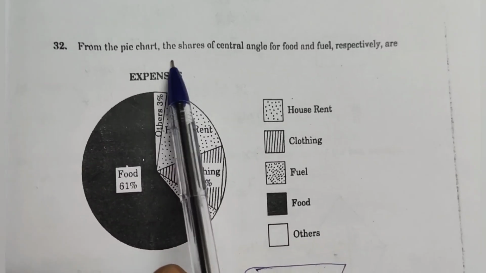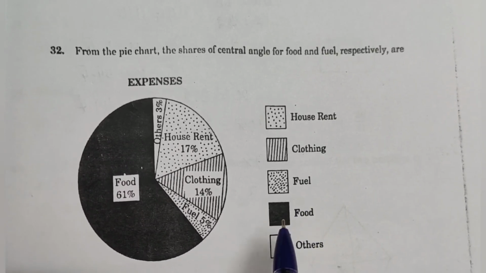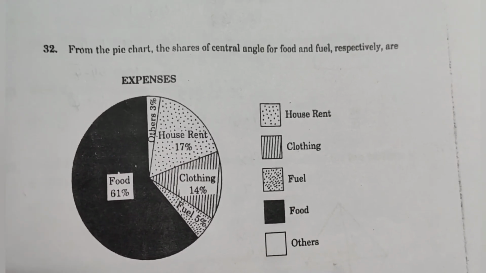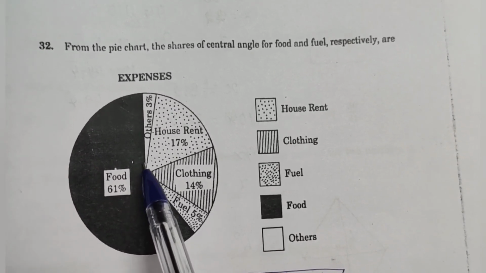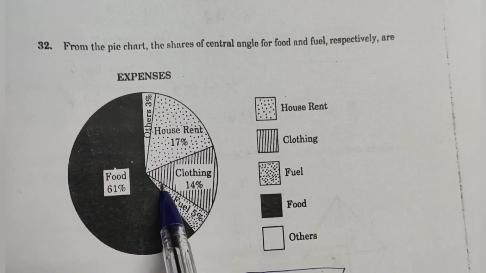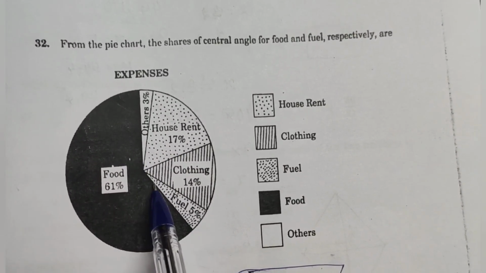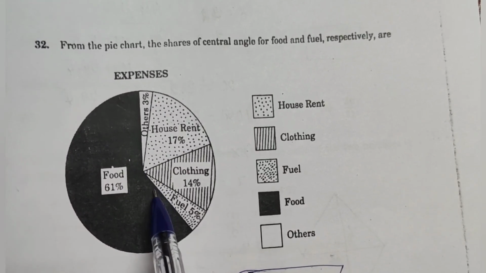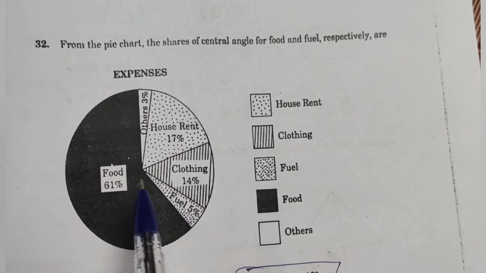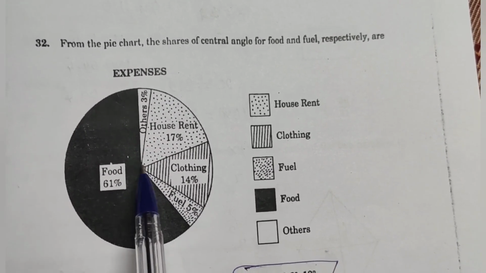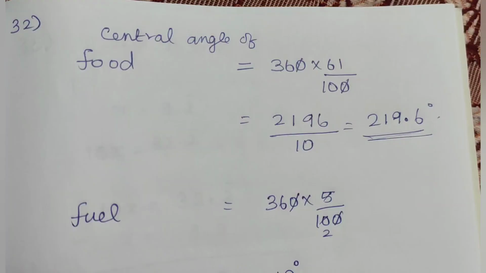From the pie chart, the shares of central angle for food and fuel respectively are. We have to find out the central angle for food and fuel. Where is food? This is food. Food is 61% and fuel is, here is fuel, 5%. We have to find the central angle of this food and this fuel. Total angle of a circle is 360. So we have to find out 61% of 360 and 5% of 360.